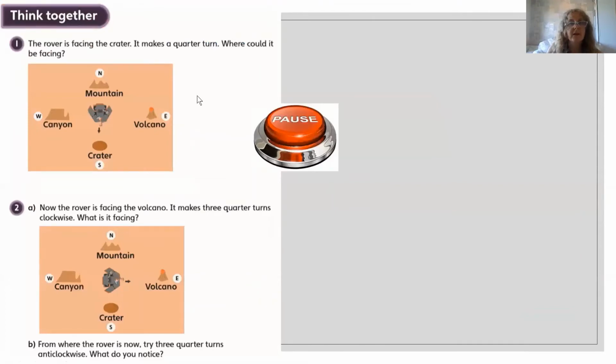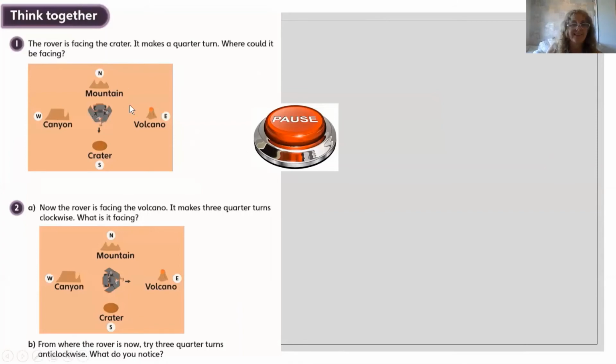Let's look at this. Think together now. Got my pause button as well. The rover is facing the crater. It makes a quarter turn. Where could it be facing? It's making a quarter turn. It doesn't say which one. Where might it be facing?